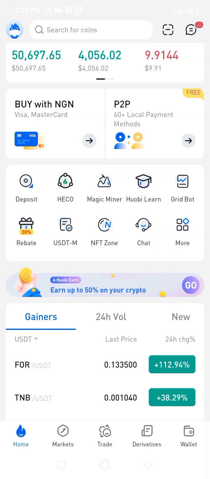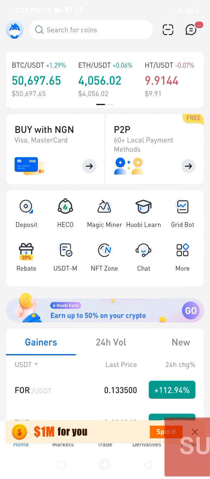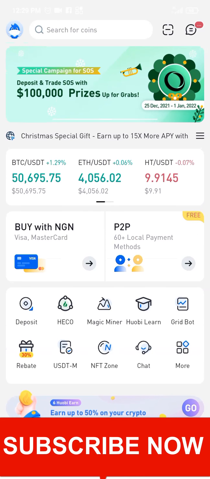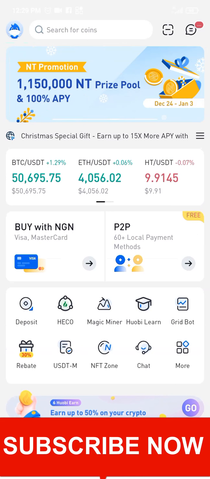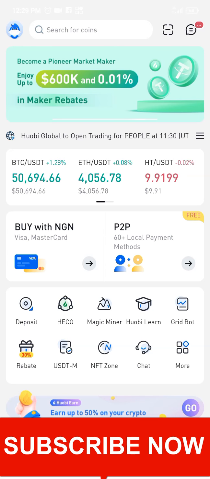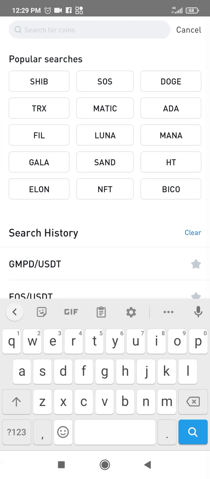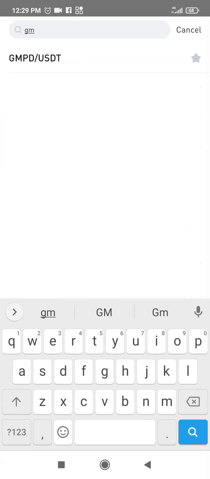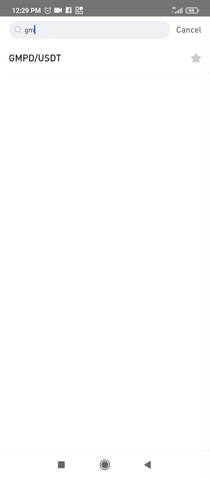So it comes and goes. Sometimes you see it, sometimes you don't. But the main thing is that you have to come to the announcement page. When you get to the announcement page, you find exactly what you want. The last IEO on Huobi was GMPD.